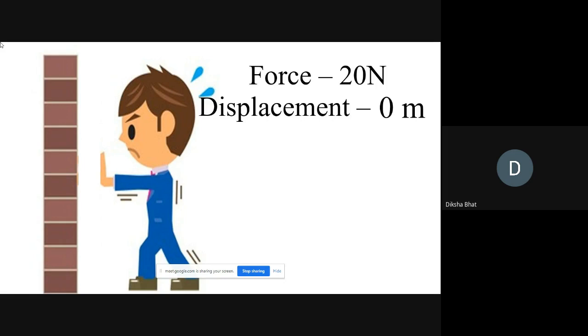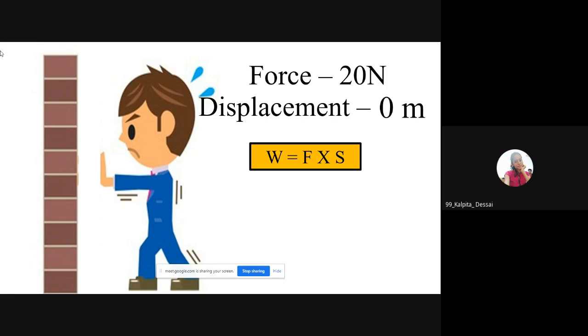So what are we told to find now? Work done. We have to find what is the total amount of work done. So what is the formula for the work done? Force into displacement. Yes. So what will be the next step? To substitute the values. Yes. So after substituting the values, what will we get? 0 is the answer. Zero.